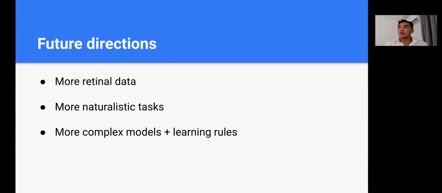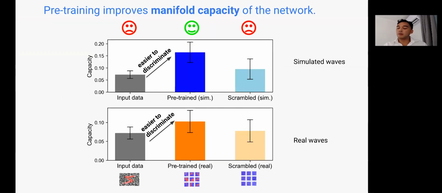We want to look at more naturalistic tasks. MNIST classification is not a very natural data set, so you can actually try to classify maybe natural images. And one thing you can observe from these results is that the real waves actually perform slightly worse relative to the simulated waves.